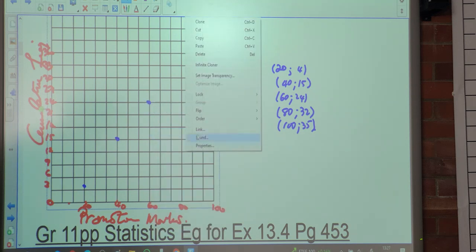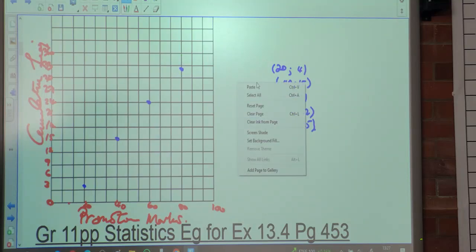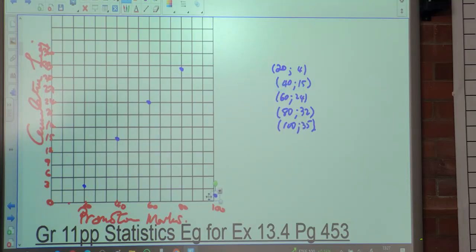Okay. And then we have 80 and 32. 80 and 30. 33 is just above that. And then 100 and 35. You see, can't be on 36, no? And there's your points. So what do we do?